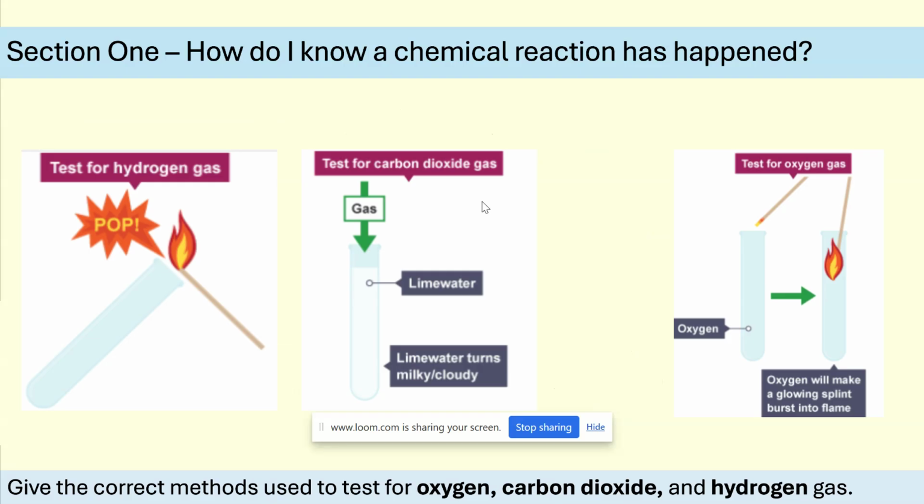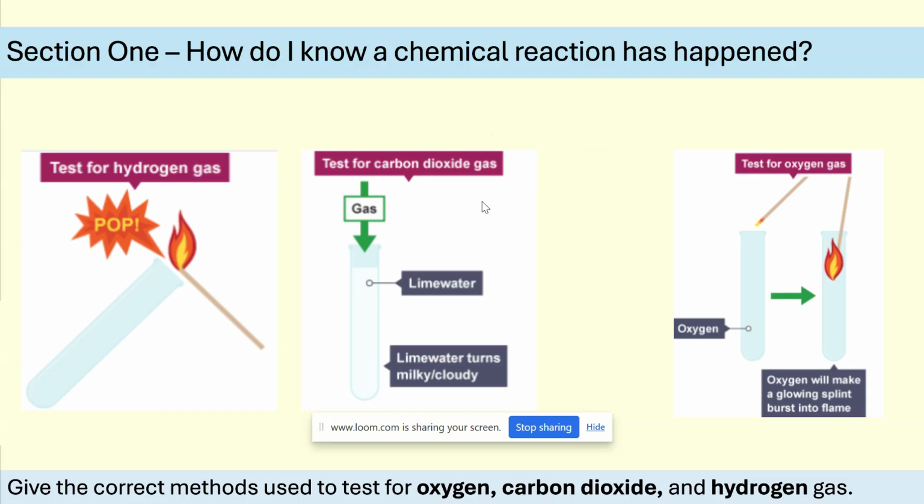Finally, for this section, we're looking at the correct methods for testing for oxygen, carbon dioxide, and hydrogen gas. So, oxygen gas: if we have a tube of that, nicely bunged, given to us, and we don't know if it's oxygen, carbon dioxide, or hydrogen gas, what we can do is quickly pull that bung out and put a lit splint into it. This is a piece of wood that is on fire. If we put that in and it pops, we know that's hydrogen gas.